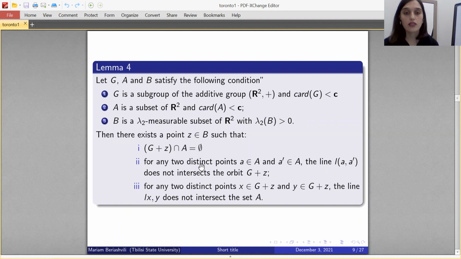For any two distinct points A and A prime, there is a line which passes through these two points and does not intersect the orbit G plus zeta, and for any two distinct points X and Y from this group G plus Z, the line LXY does not intersect the set A. There exist such A, B, and G which satisfy the conditions.